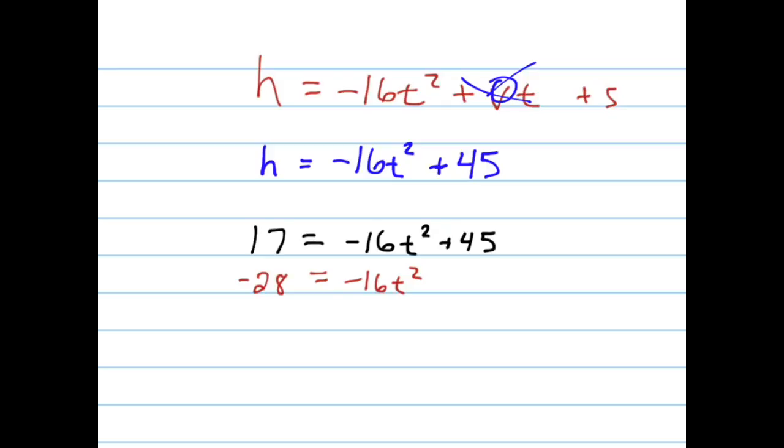Then we divide, and we get 28 divided by 16, which is 1.75. Yep. Then we take the square root of both sides. What's the square root of 1.75? Maria? 1.32. Approximately 1.32.